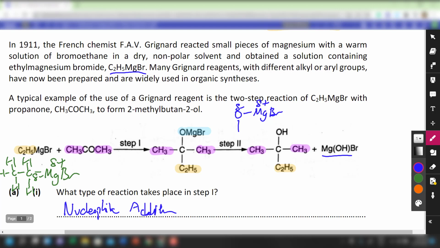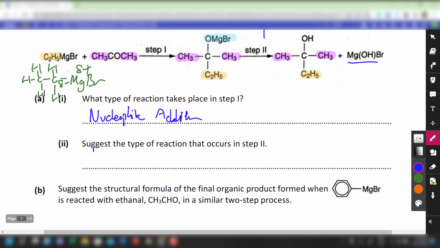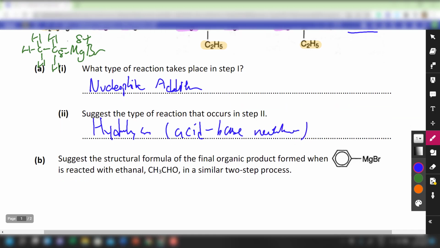Yeah, so acid base works, and because water is being added, we can also view this as some form of hydrolysis reaction. Okay, so we can also look at step 2 as hydrolysis, or you can call it acid base neutralization. Okay, so both of these work.